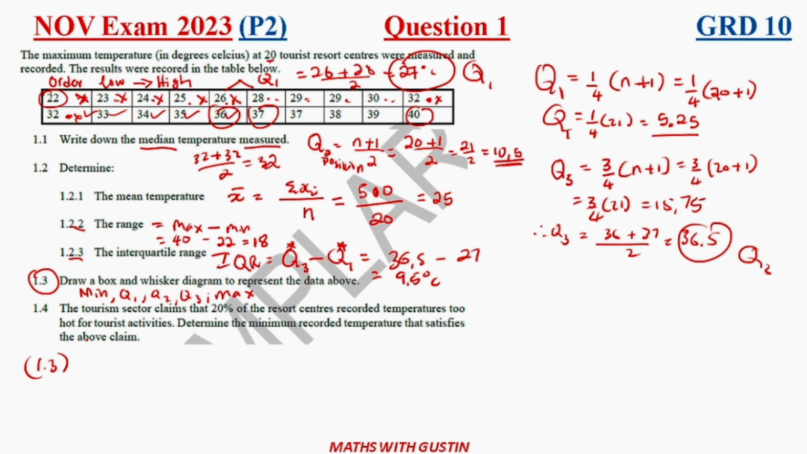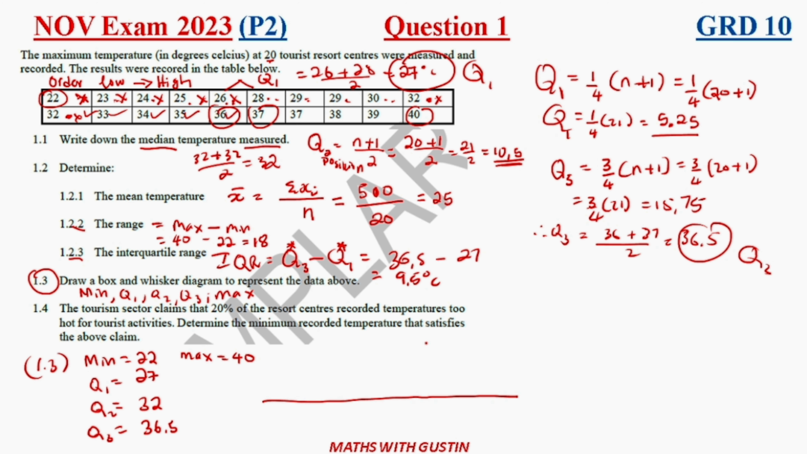1.3. What is our minimum? Our minimum value we know is 22. Our Q1 value, it was given to us by 27. Our Q2, which is our median, it was given to us by 32. Our Q3, which is our upper quartile, it was given to us by 36. Remember, we did it there when we were looking for an interquartile range, and therefore our maximum is given by 40. So to draw a box and whisker diagram, guys, you come here, you put a line there.